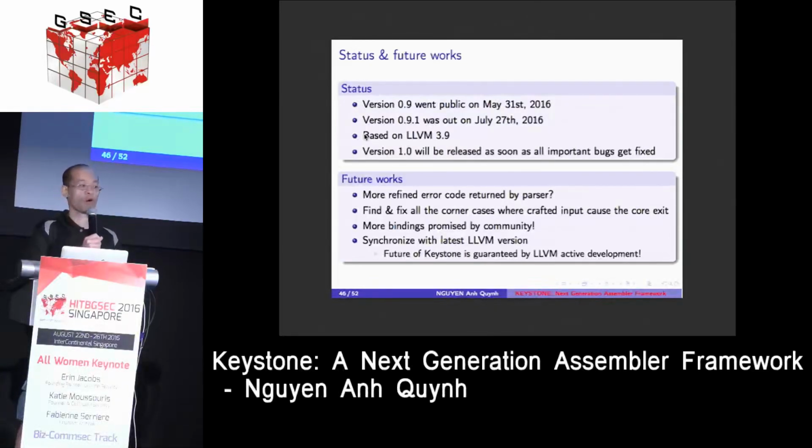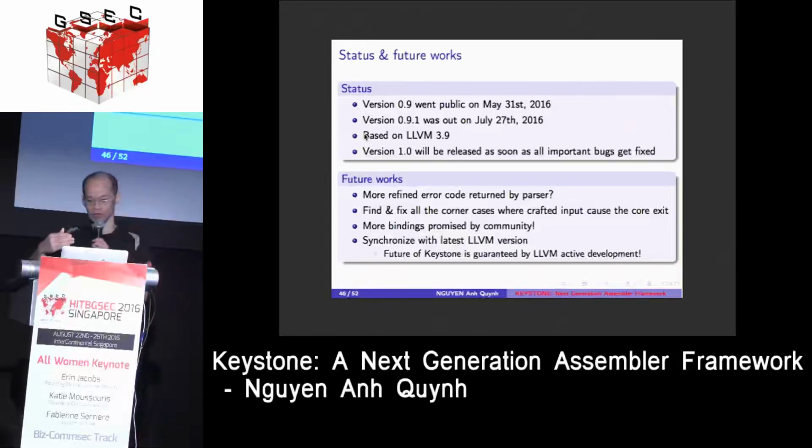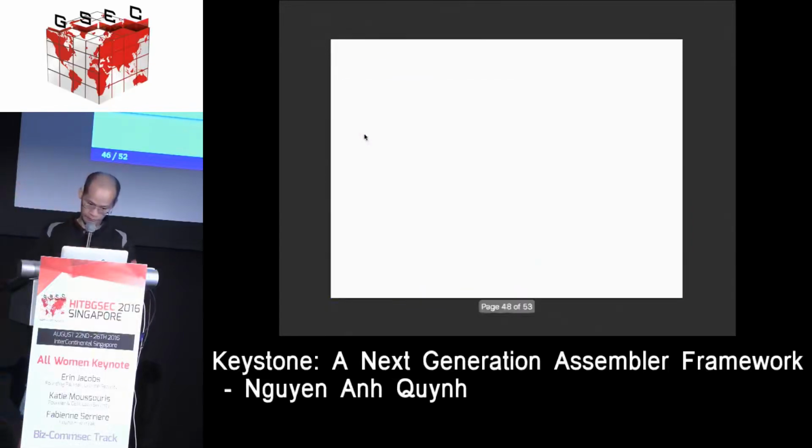We want to have more bindings from the community, and we need to synchronize with the latest LLVM version, because LLVM releases a new version every 6 months. So we need to catch up with that, so Keystone can support new features introduced by LLVM. But anyway, the future of Keystone is guaranteed, because LLVM actively maintains those assemblers, so we can easily catch up with them. I think I can handle that, or the community can help. So Keystone will be around.